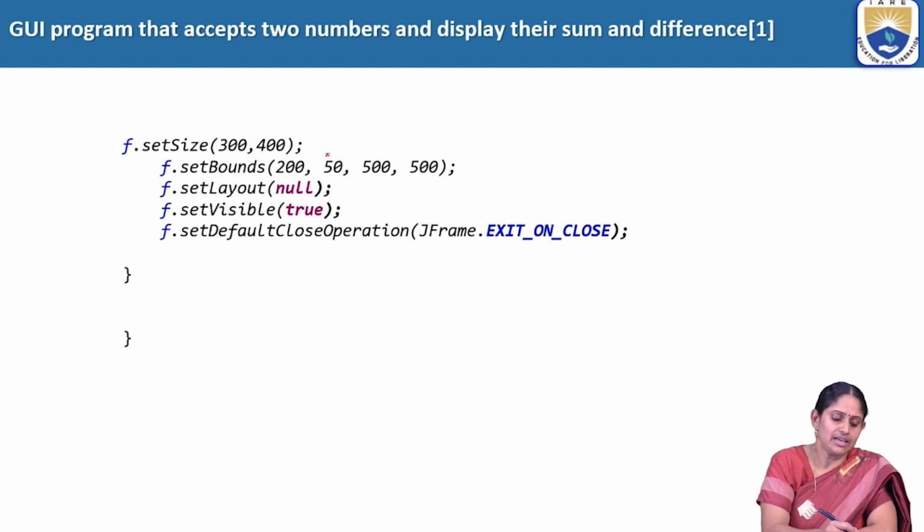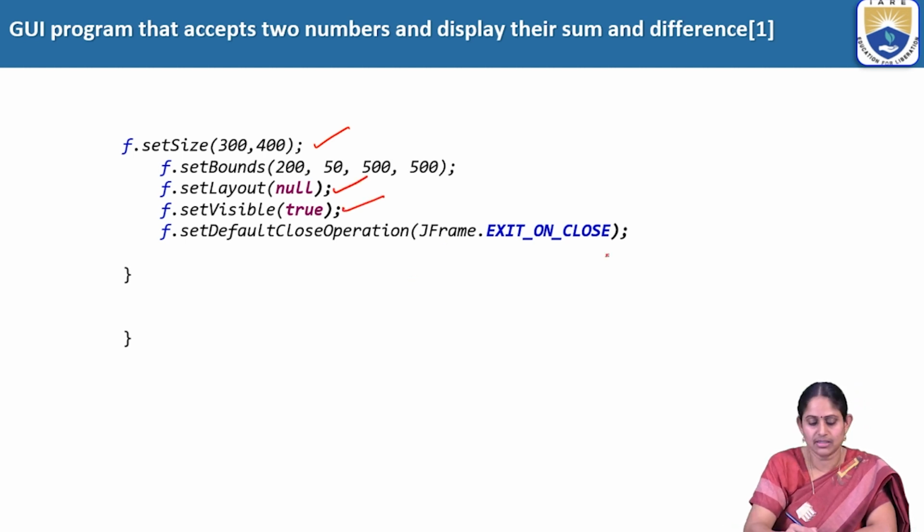After that, we are setting the size of the frame. Then the layout is also set to null, the visibility is set to true, and the default close operation is set to exit on close. So this is a program that accepts two numbers and displays their sum and difference.